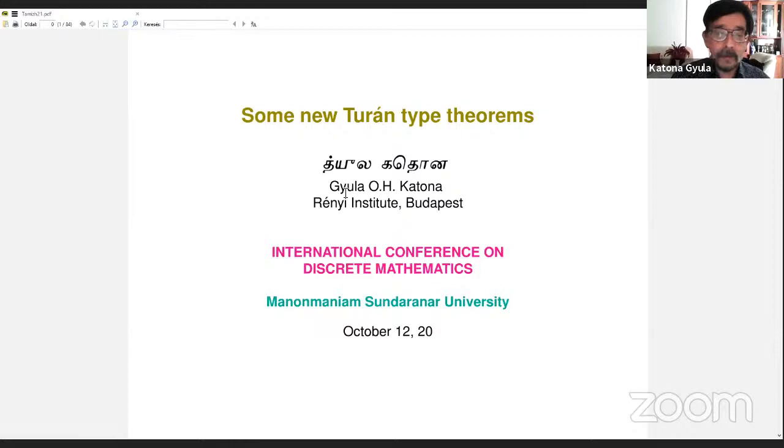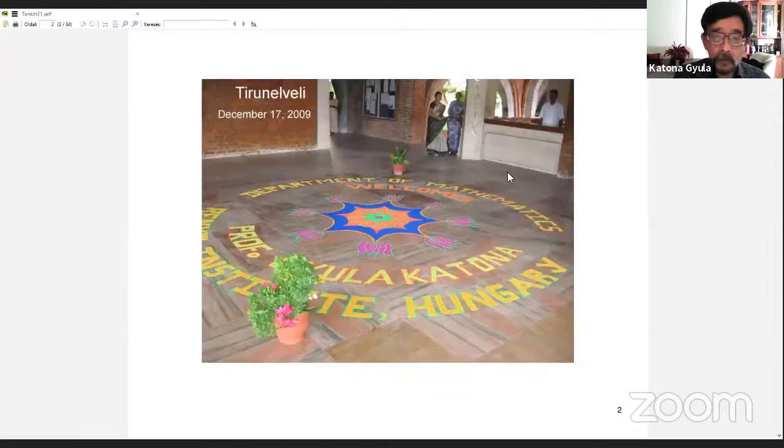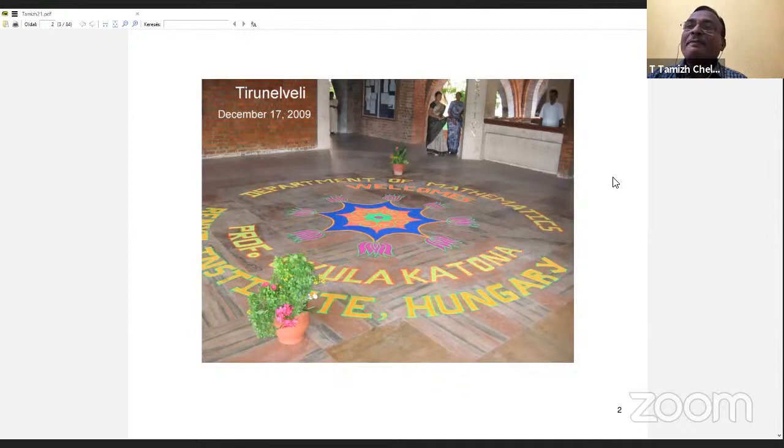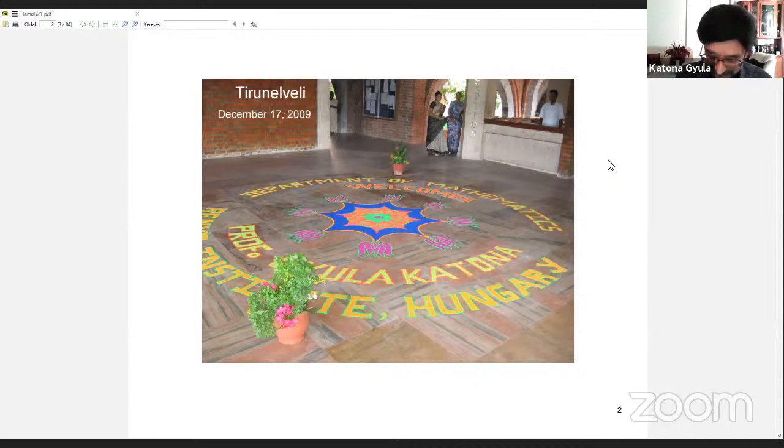So first of all, I would like to thank the organizers for inviting me to this fantastic conference. But this is not the first time I am in Tirunelveli. Professor Tamil Chelvam invited me 12 years ago, and I got such a warm reception, not only warm, but colorful. Very big kolam. I never got such a reception anywhere in the world. So I was very happy.